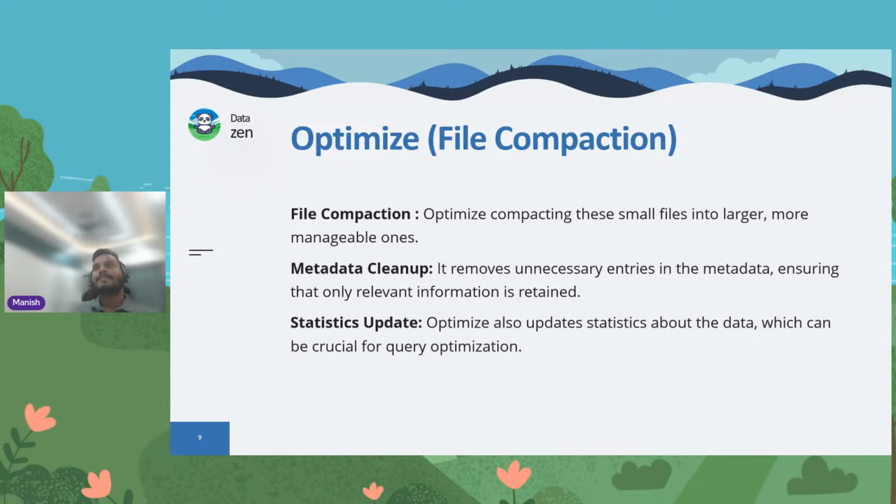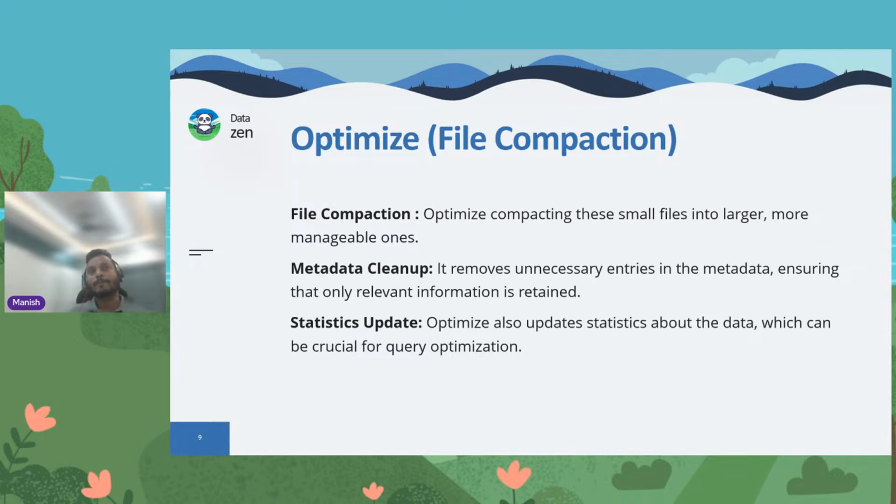Basically, OPTIMIZE does three types of operations. The first one is file compaction, merging small files into a larger one. The second is metadata cleanup. That means if you have 1000 small files, you have to check the metadata for every single file associated with that table. By using OPTIMIZE, the final product will have a single file, so you maintain the metadata of a single file instead of 1000 small files.